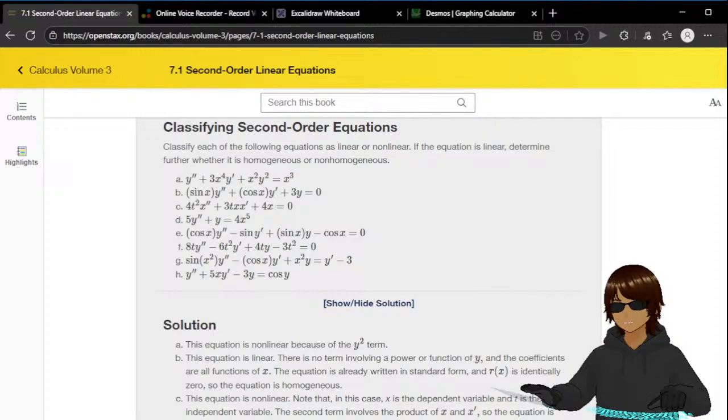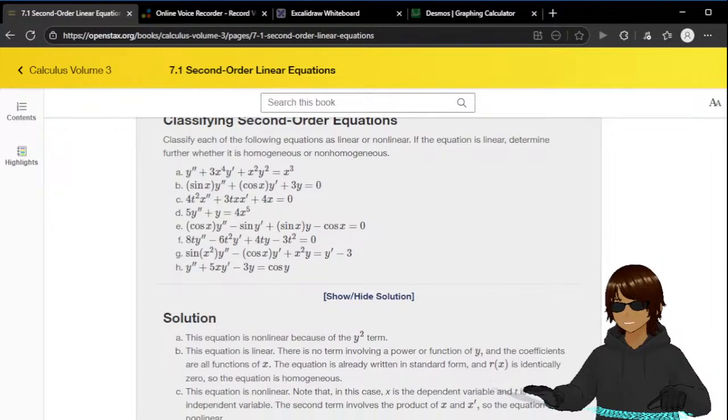Did I say linear or non-linear? This is non-linear because of y squared. This is linear and homogeneous. This is non-linear because of x and the x derivative. This is linear and non-homogeneous.